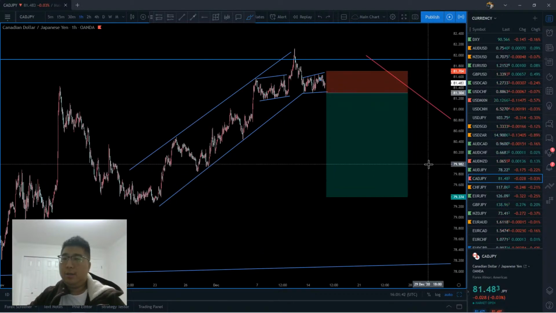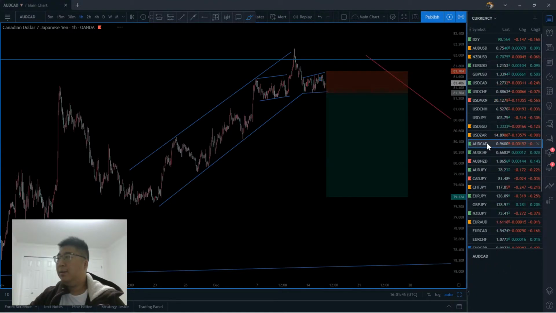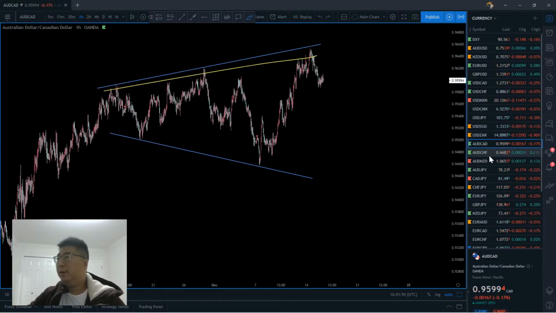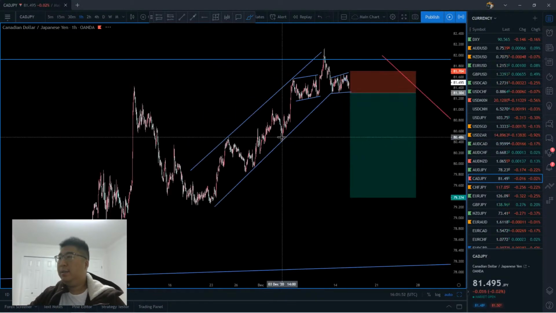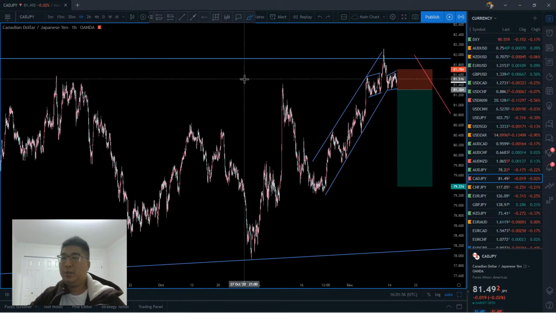What about Aussie CAD? Looks like CAD Swiss, CAD Yen. No, it does not. Aussie CAD has more of an expanding structure that I'm looking at, whereas CAD Yen is a little bit more neutral. It will have this ascending channel instead of that expanding channel that I just drew out.